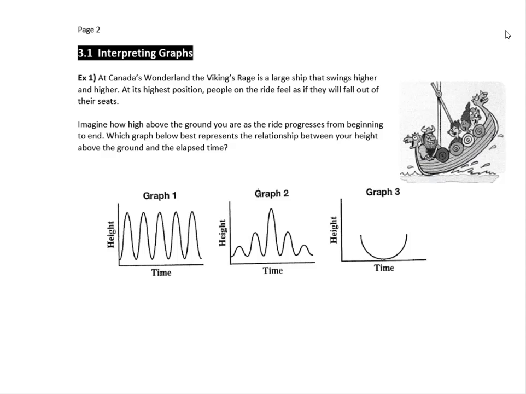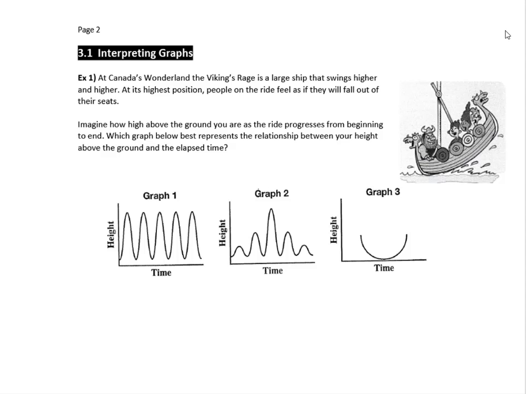In our first example, at Canada's Wonderland, there's a Viking Rage. It's a large ship that swings higher and higher back and forth. You may have seen it. It's near the drop zone ride. At its highest position, people on the ride feel as if they will fall out of their seats. Imagine how high above the ground you are as the ride progresses from beginning to end. Which graph below shows the relation between the height above the ground and the time elapsed?